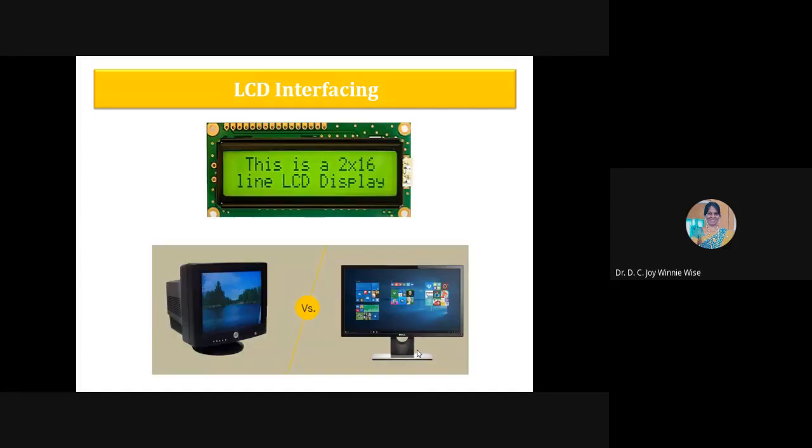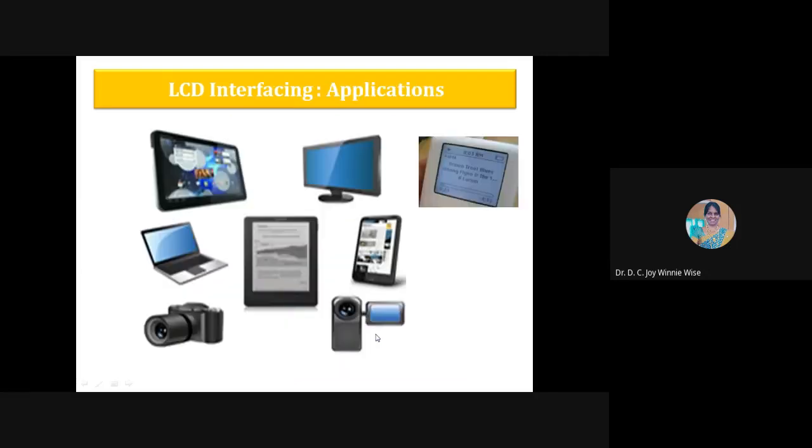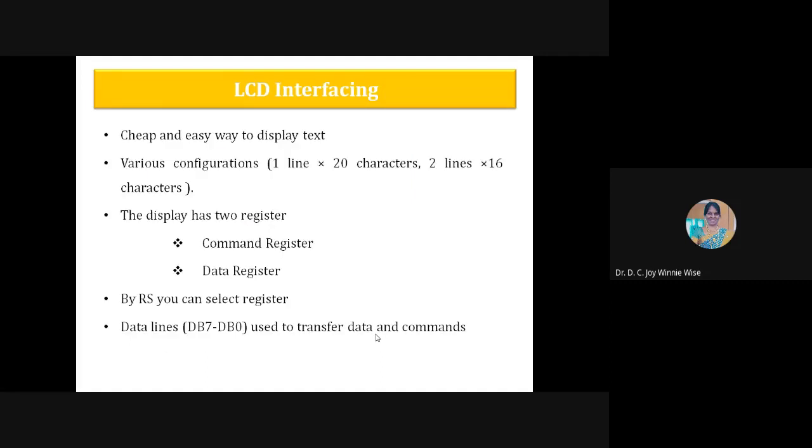Here we have size 2 cross 16, which means there will be two lines of 16 characters. Hope you can see the difference between CRT and LCD display. Nowadays in our homes also, all the displays are LCD. We have various configurations, one line into 20 characters and two lines into 16 characters. There are two registers, command register and data register. To select these two registers, we use the RS signal, and the data lines are DB7 to DB0.